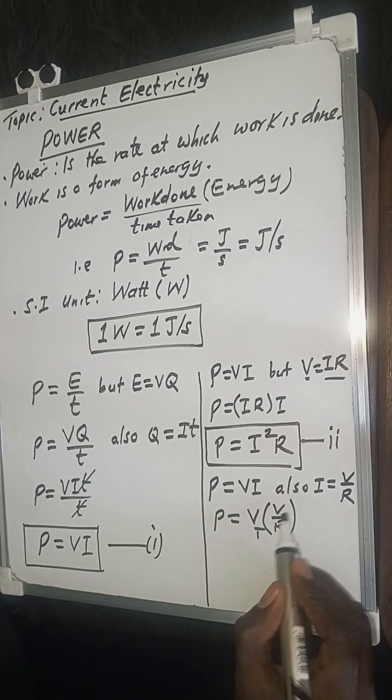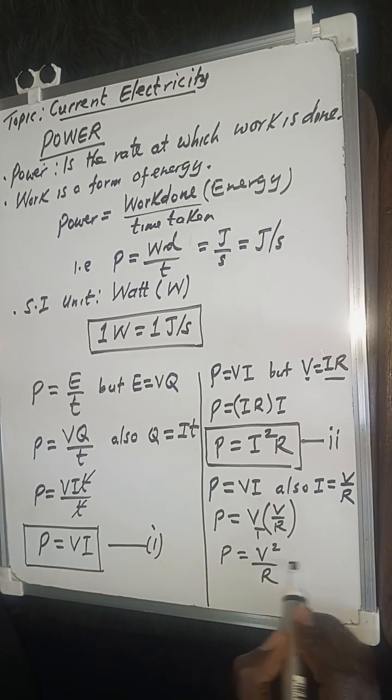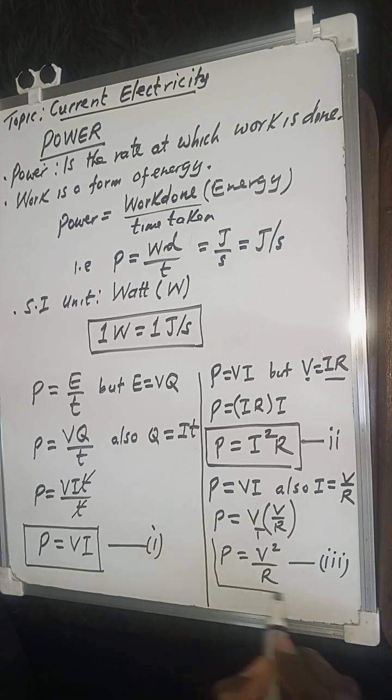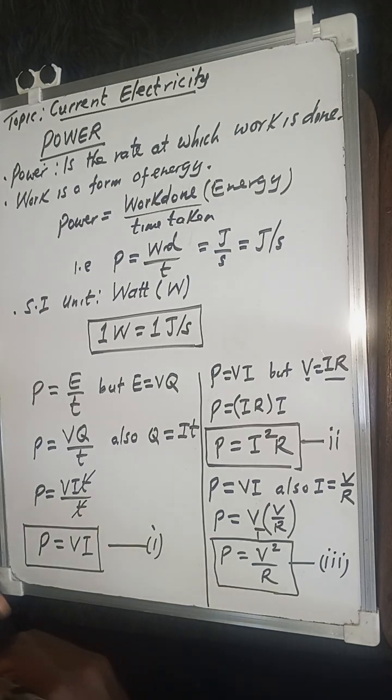Remember, this is over 1 times v times v will give you v squared over r. Let's say that this is the third expression that you can use in order to calculate power. So you can see that there are a lot of expressions that you can use in order for you to calculate what we are calling power.